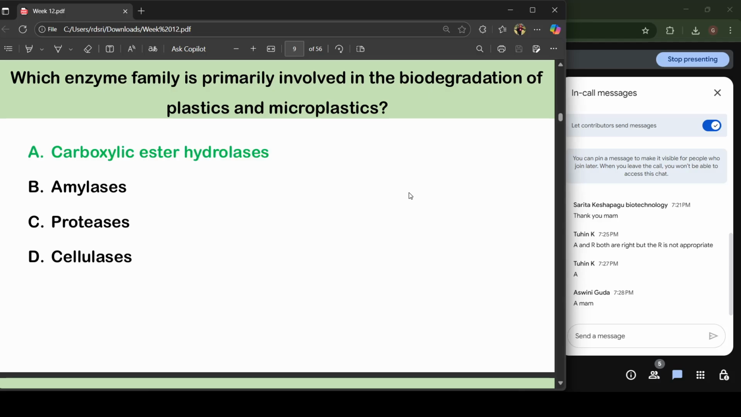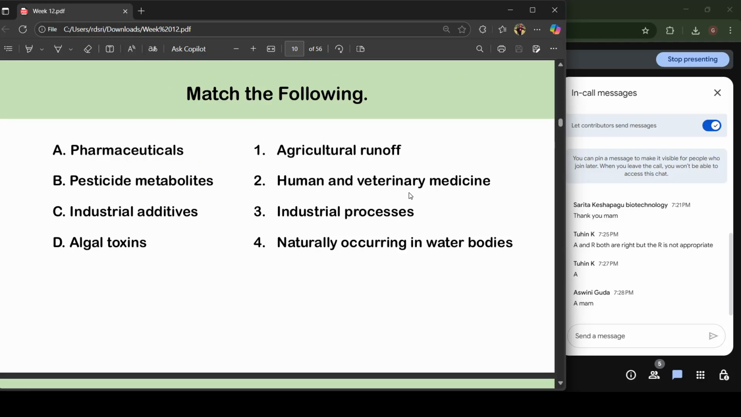Okay, so the answer for this question is carboxylic ester hydrolase, because the ester bonds present in the plastics can be broken down by carboxylic ester hydrolases. Whereas amylase is a starch breaking enzyme. Starch is a carbohydrate basically. And proteases, as the name suggests, break down protein. And cellulases break down cellulose. Cellulose is again a carbohydrate. So amylase and cellulase act on carbohydrates, proteases on proteins, and carboxylic ester hydrolases are the enzymes that can degrade plastics. Okay.